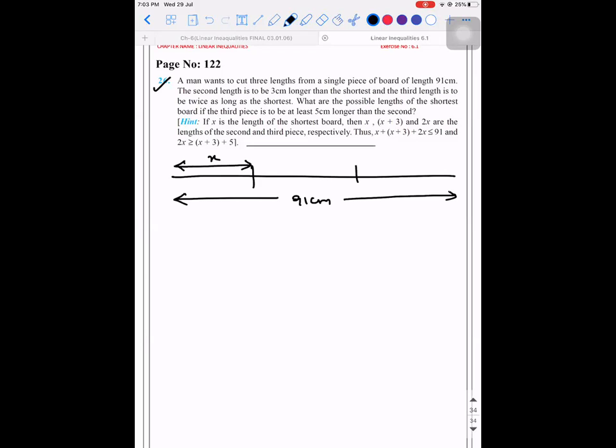The second length should be 3 greater than the shortest, right? And the third is to be twice as long as the shortest. Accepted? What are the possible lengths of the shortest board? That is, what are the possible values of x? If the third piece is to be at least 5 centimeters longer than the second. So for 2x to be greater than or equal to 5 more than the second length.